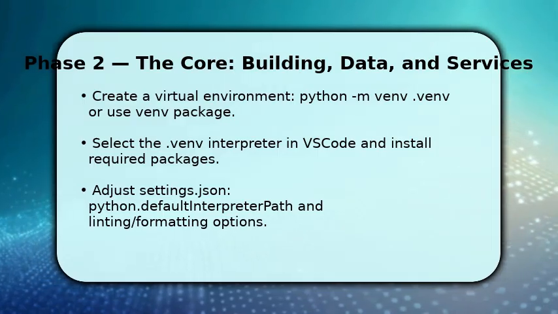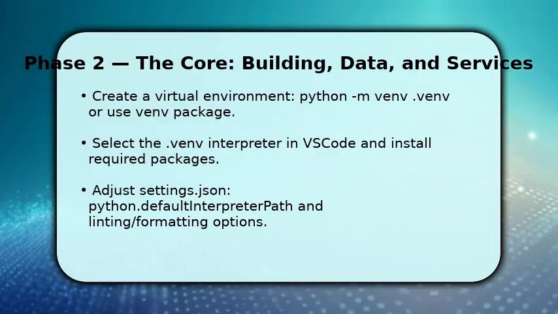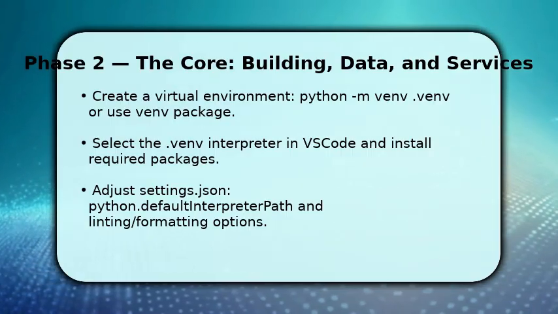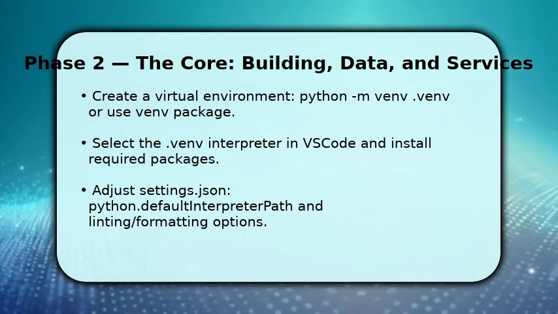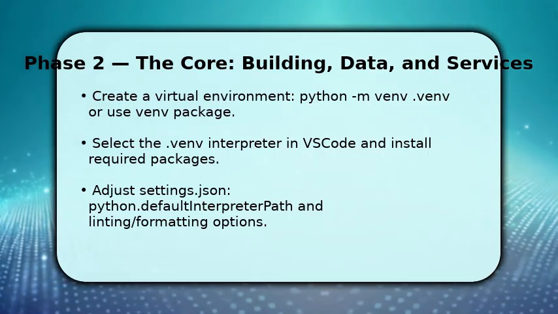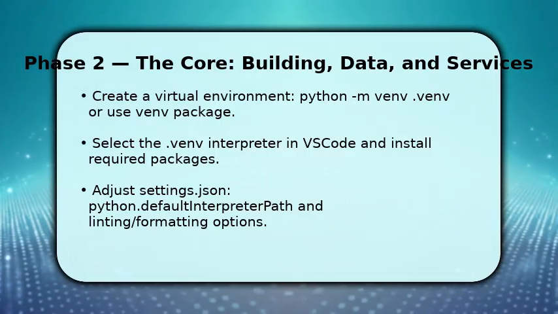Install your requirements with pip install -r requirements.txt, and configure settings.json for Python: default interpreter path, linting enabled, and the formatter you prefer. Doing so ties package resolution and code analysis to the chosen interpreter, preventing version conflicts and helping reproducible runs.